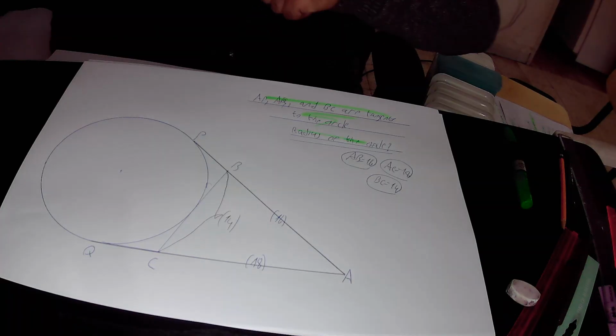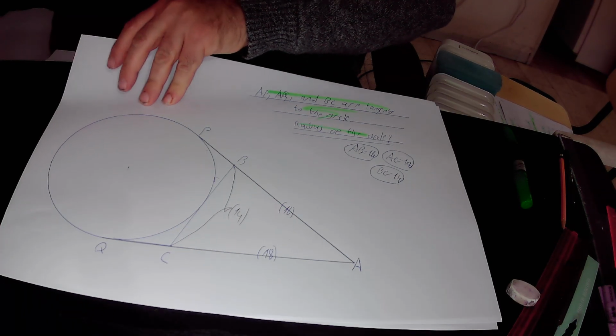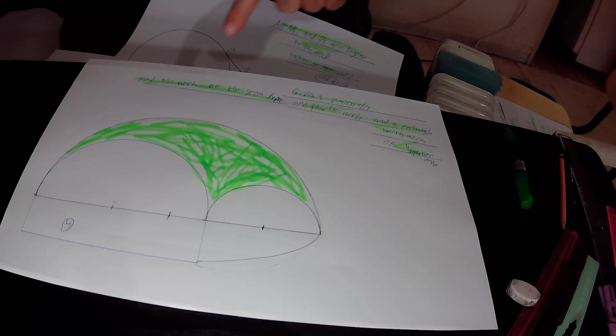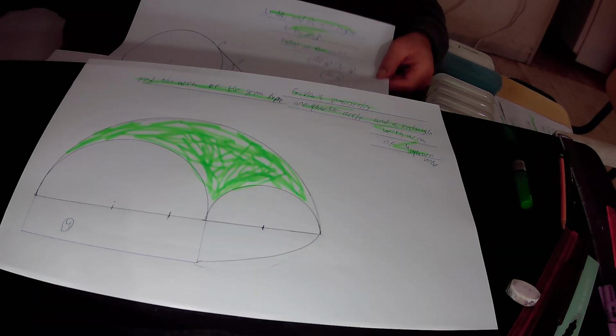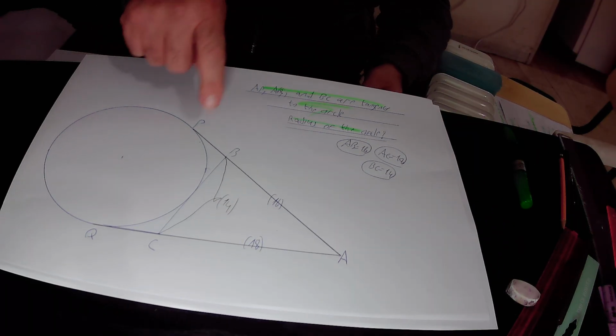Hello, in this lecture I will answer two questions. The first question, we find out the radius of this circle, and the second question, we find out the area of this ring shape. So we start with the first question. In the drawing we have a circle.